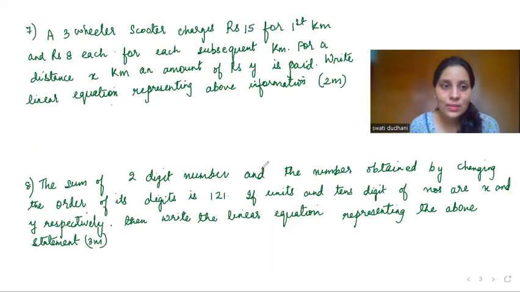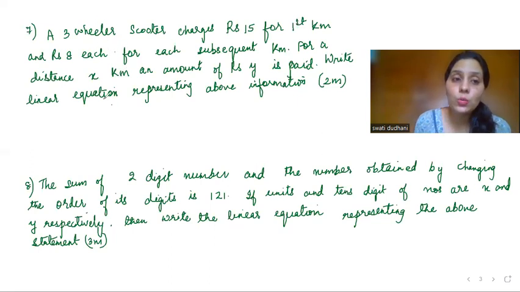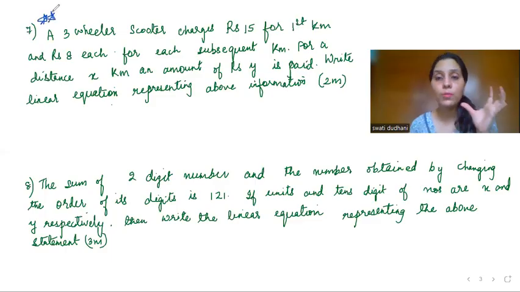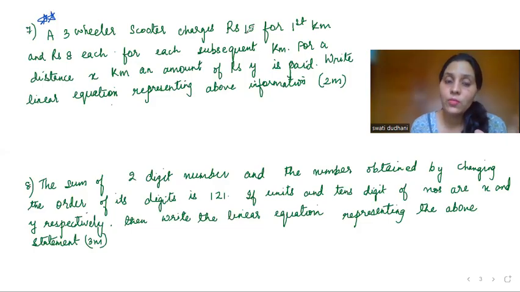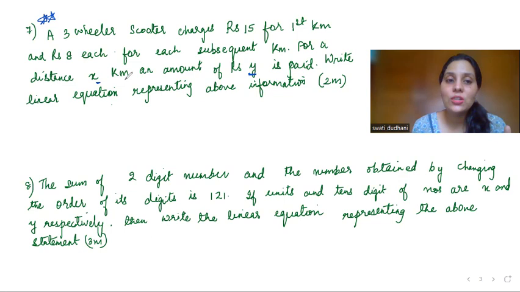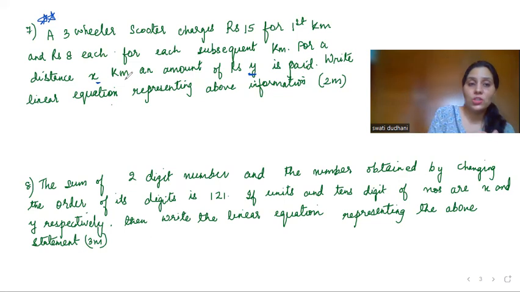Next up is the seventh. A three-wheeler scooter charges rupees 15 for the first kilometer. This is very important. You generally have one model of this question. For the first kilometer and rupees 8 for each subsequent kilometer. For a distance x kilometer, an amount of rupees y is paid. So basically, the cost is y and distance is x. Write the linear equation representing the above information.